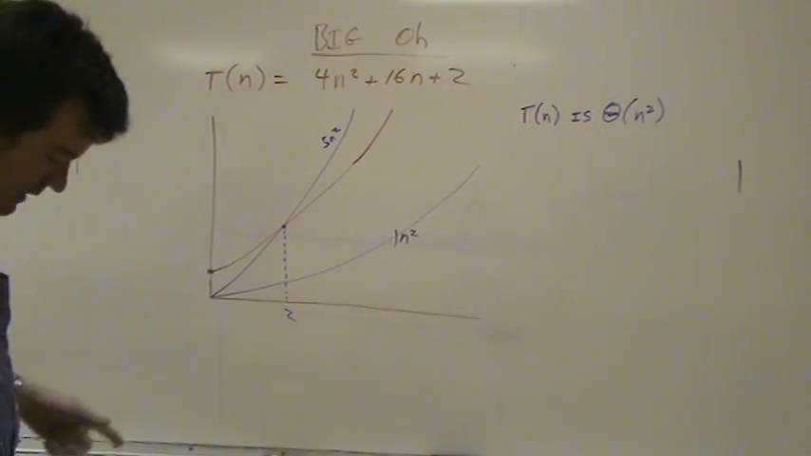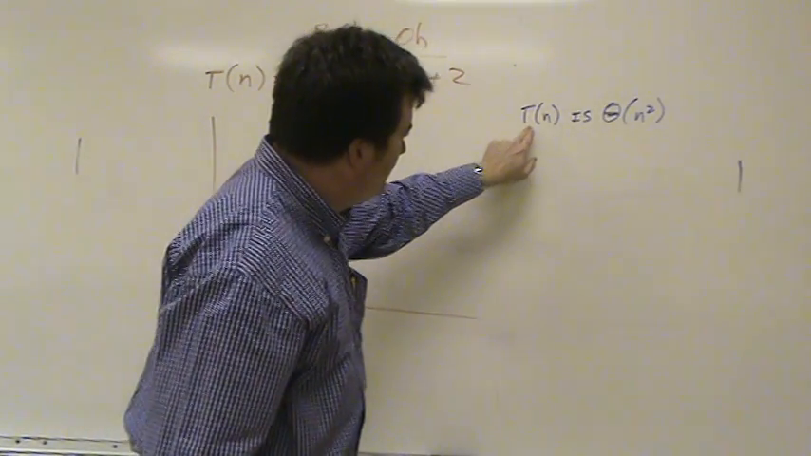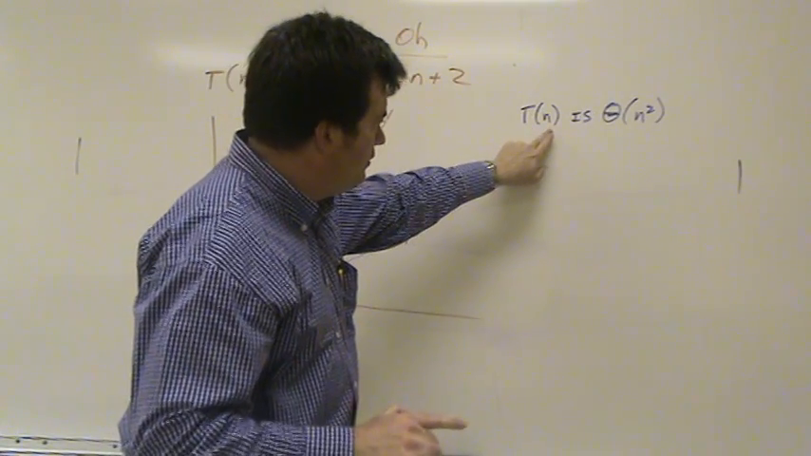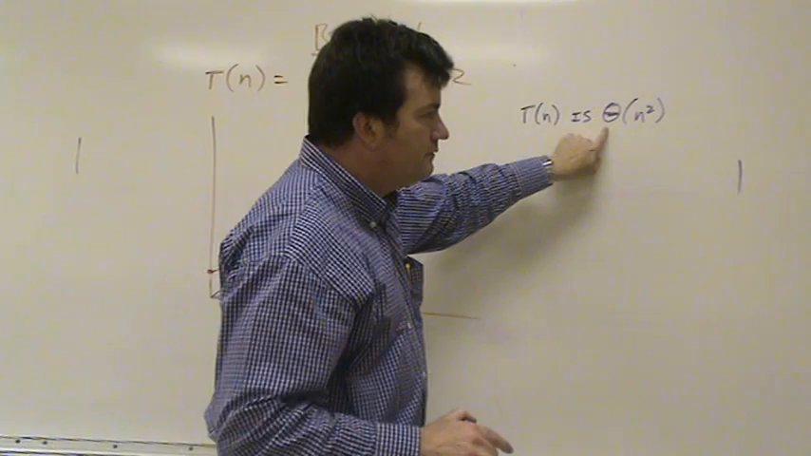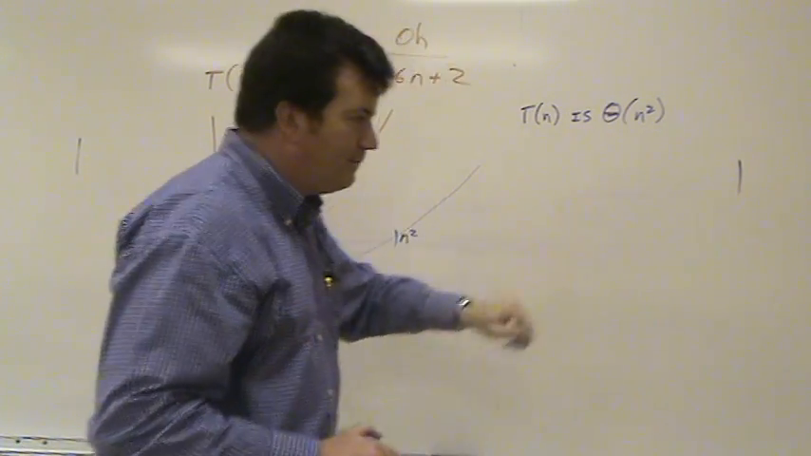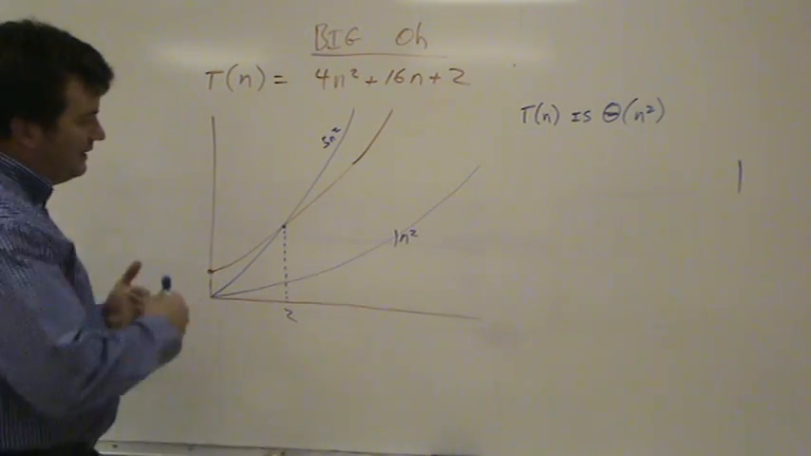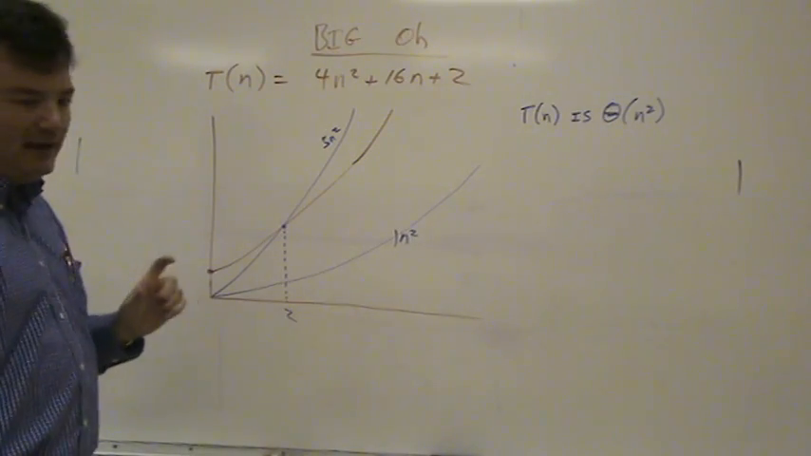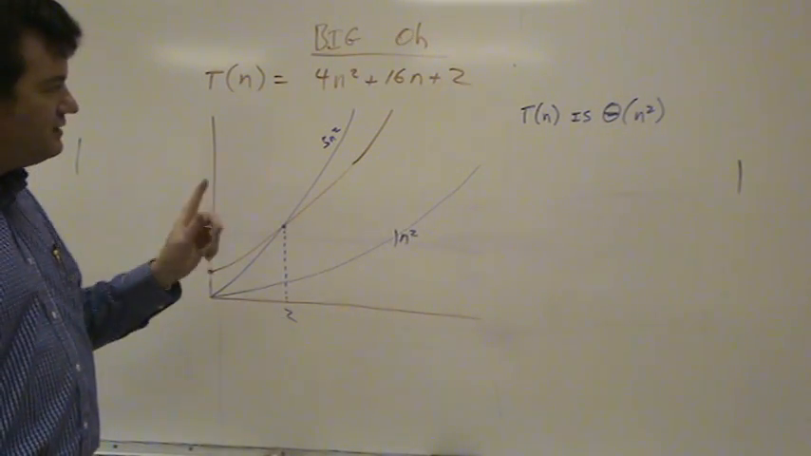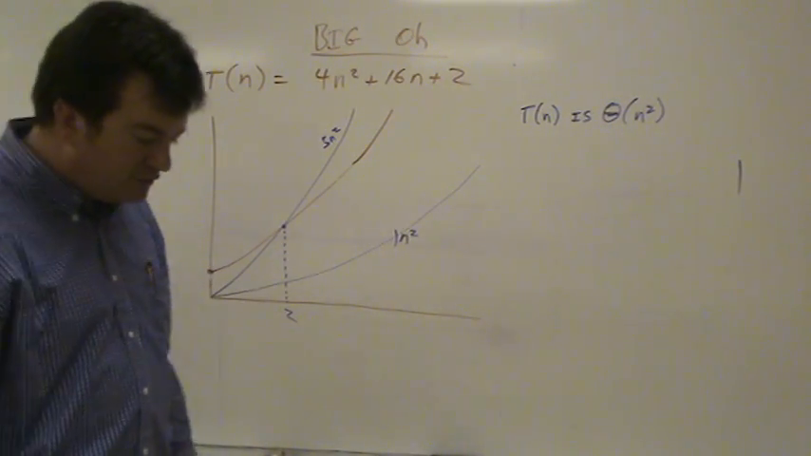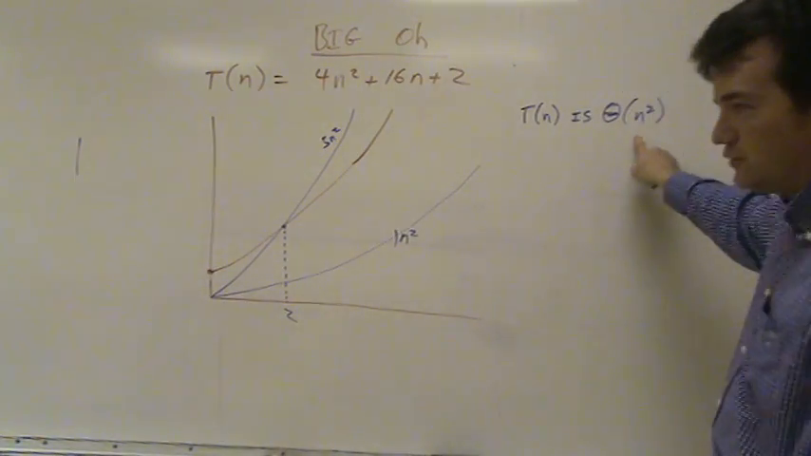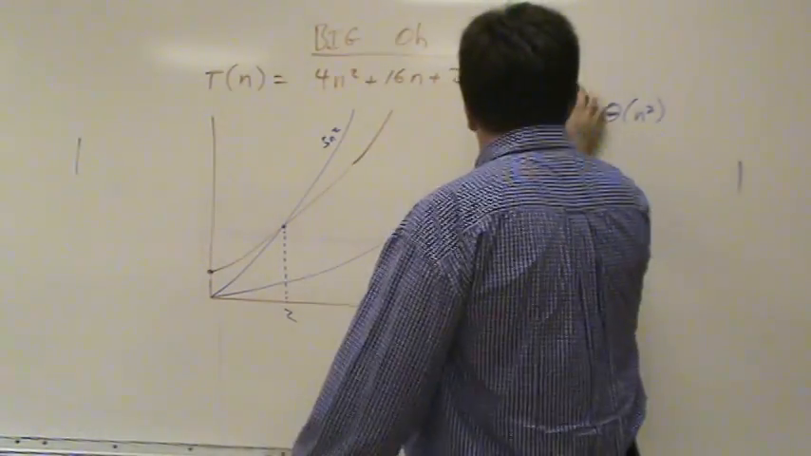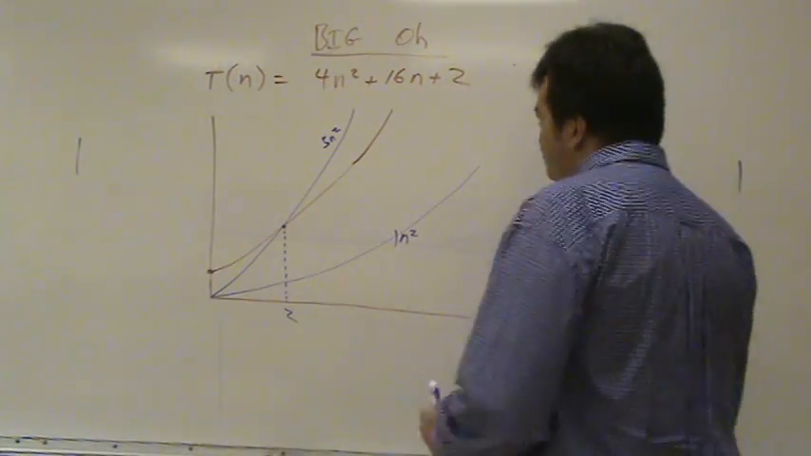And what does that mean? The time function of your program is theta of n squared. What does that mean? That means as n gets very large, the dominating term of your time function is the term that has the n squared component in it. So let's look again at your time function.